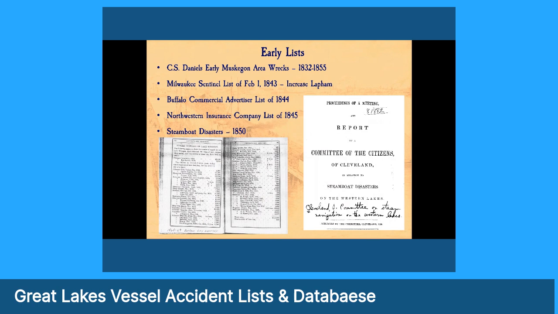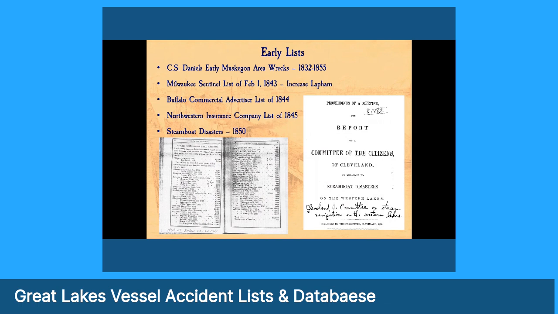Probably the most important list that was published was that of the Milwaukee Sentinel on February 1st, 1843, by Wisconsin's own citizen scientist, Increase Lapham. He was very interested in the rate of shipwreck on the Great Lakes because he was advocating for the foundation of a federal weather bureau, because of all the losses due to storm. He believed that the weather was scientifically predictable and that by observing the rate of shipwreck on the lakes, they could tell when these storms happened and reduce the losses, the loss of life.